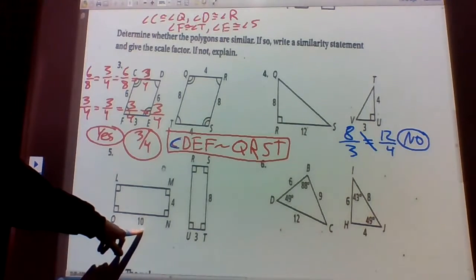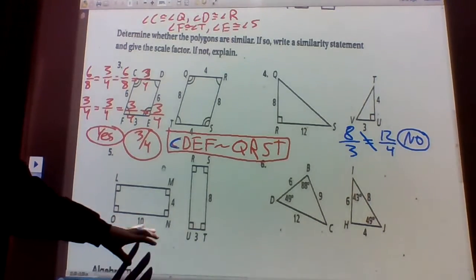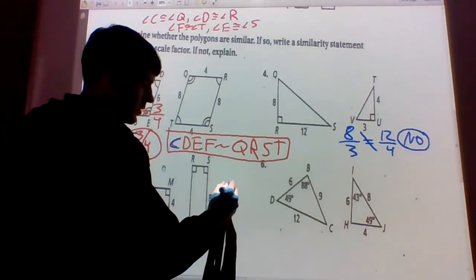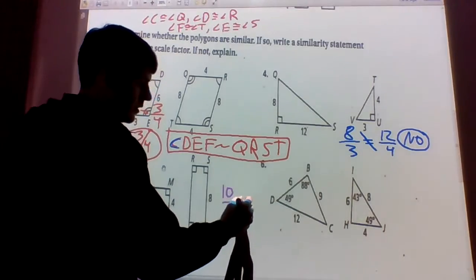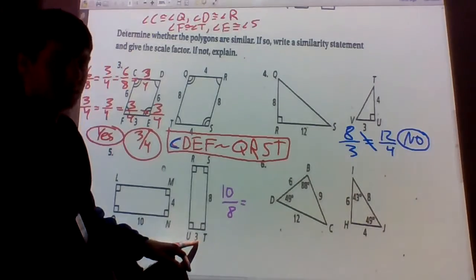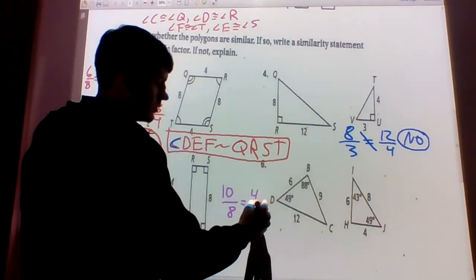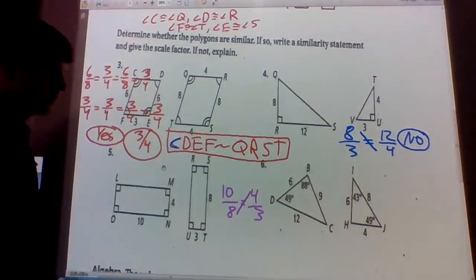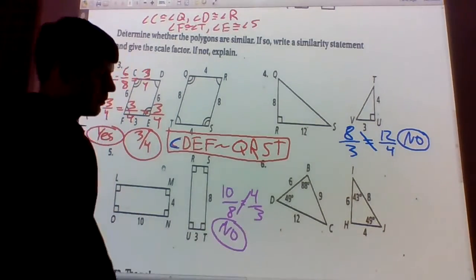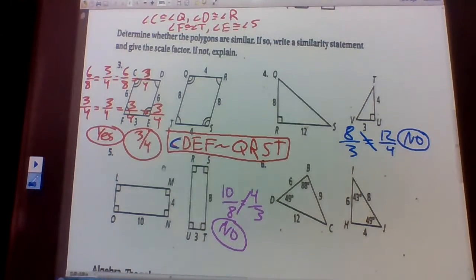So 10 is the long side, so it's going to match up with the long side on the other one. So that's going to be 10 over 8. And then 4 would match up with 3. 4 is the shorter side on this one, so it's going to match up with the shorter side on this one. It turns out that those ratios are not equal, so these figures are not similar. They're not the same shape. Similar figures are the same shape, different sizes. These are just not the same shape.